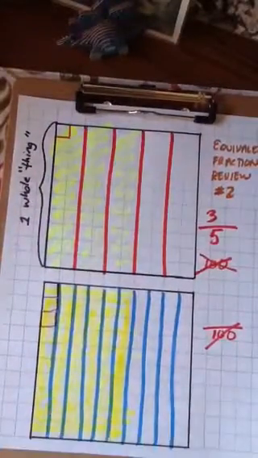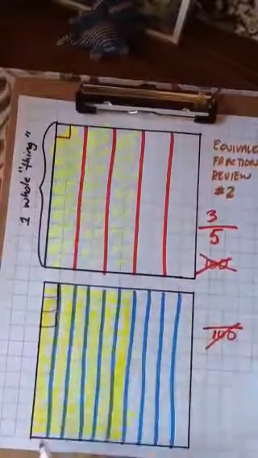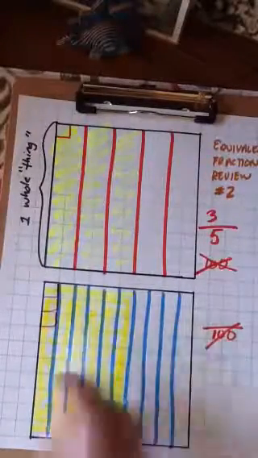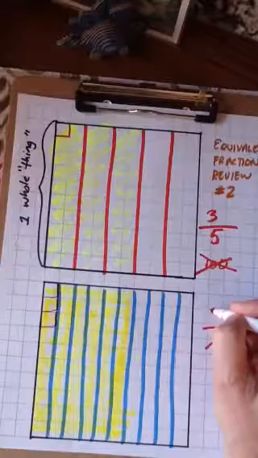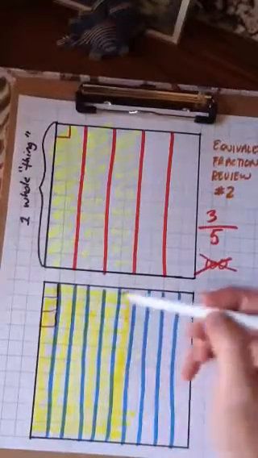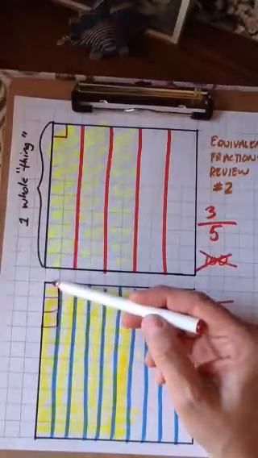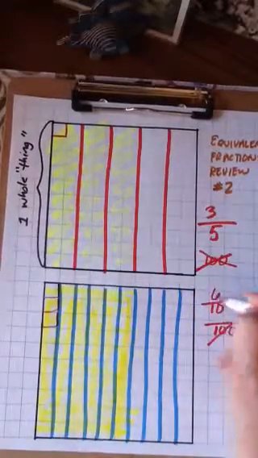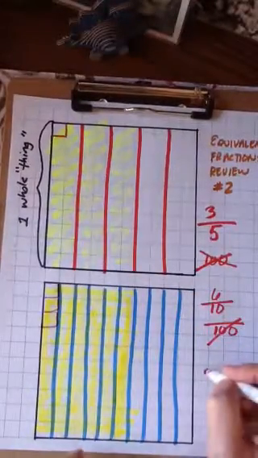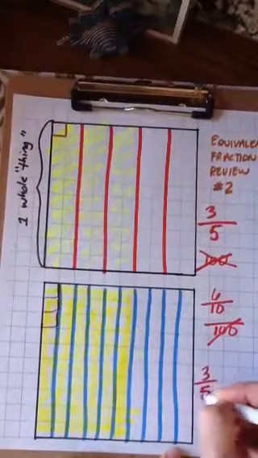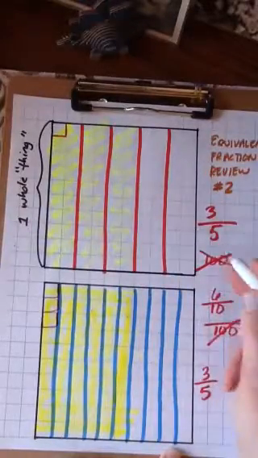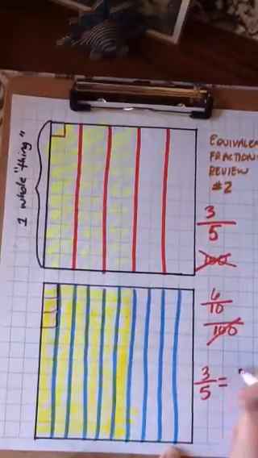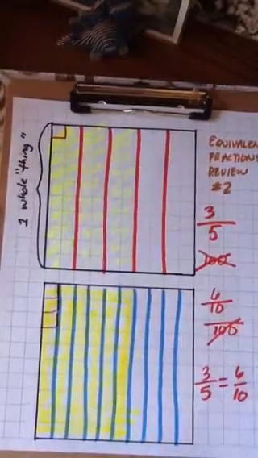What's the name of this one going to be? Well, how many blue pieces did I cut it into? I cut it into 10 pieces, so 10 is on the bottom. And how many of those tenths did I fill in? 1, 2, 3, 4, 5, 6. 6 tenths. So we say the name 3/5 is the same, is equal, is equivalent to 6 tenths.